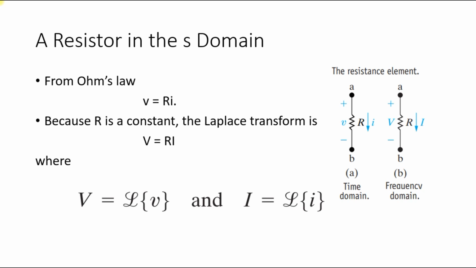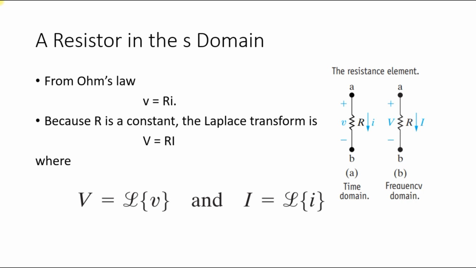First of all, in figure A, it is a time domain circuit. It is a resistance. The current through the resistance is I, and the voltage across the resistance is V. Apply Ohm's law, so V equal to I into R. Take the Laplace transform on both sides. Here R is a constant, so take R outside. So V equal to R into I. Here the capital V and capital I represent the Laplace transform of voltage and the Laplace transform of current. So this resistance element is simply replaced by this, where the voltage and current in capital letters are in the frequency domain.